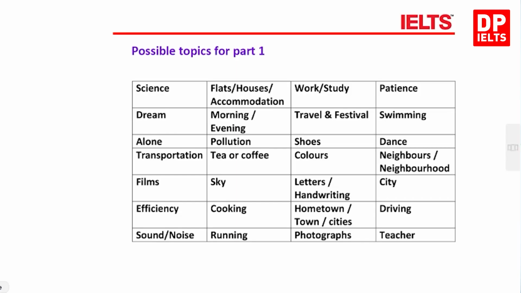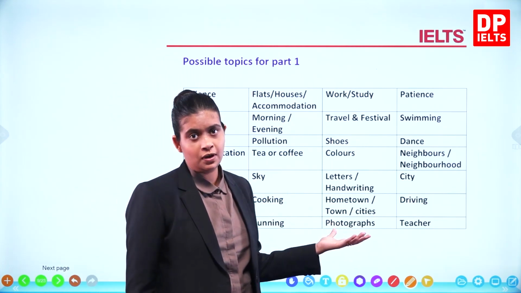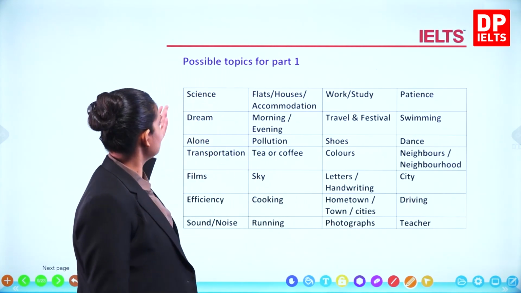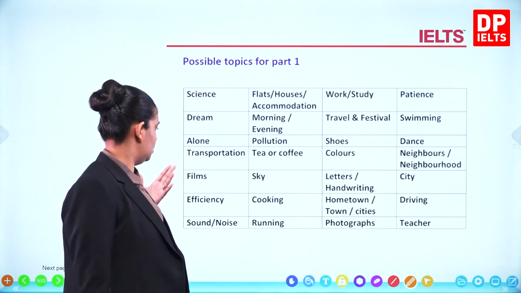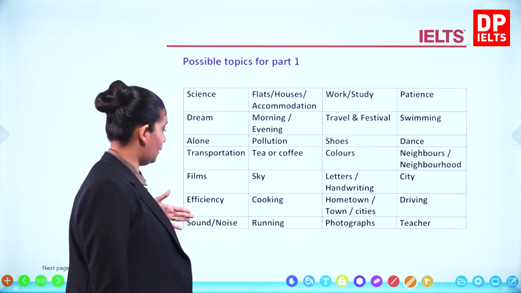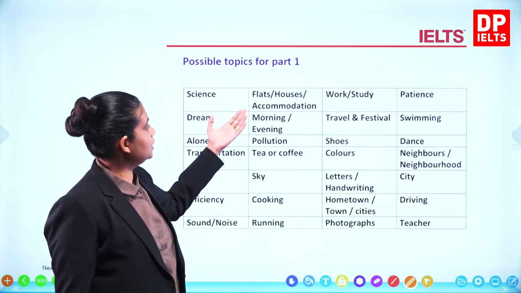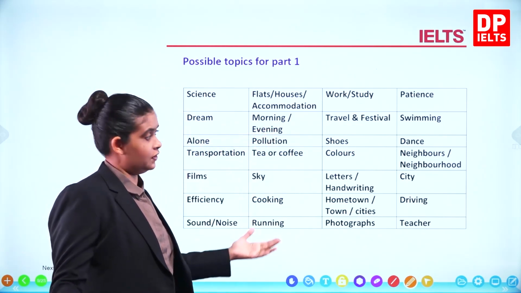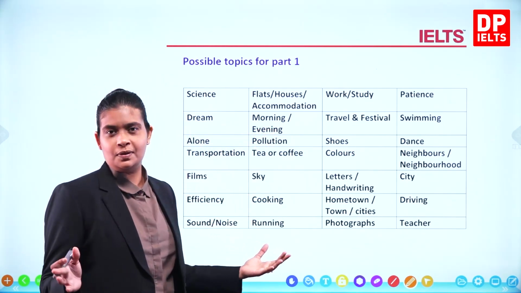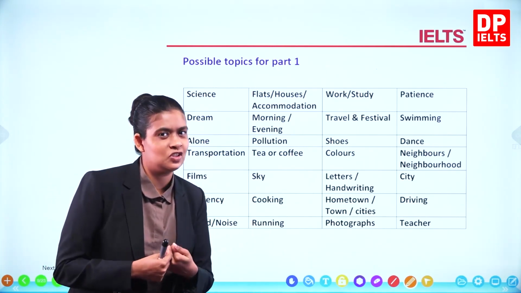Possible topics. So, these are some of the possible topics for part 1. They could ask you about science, dreams, being alone, transportation, films, efficiency, about sound or noise maybe, about accommodation, maybe flats, houses, times of the day, morning, evening. Are you a morning person? Are you an evening person? If you come from the beginner level, we've done some of these questions, okay?